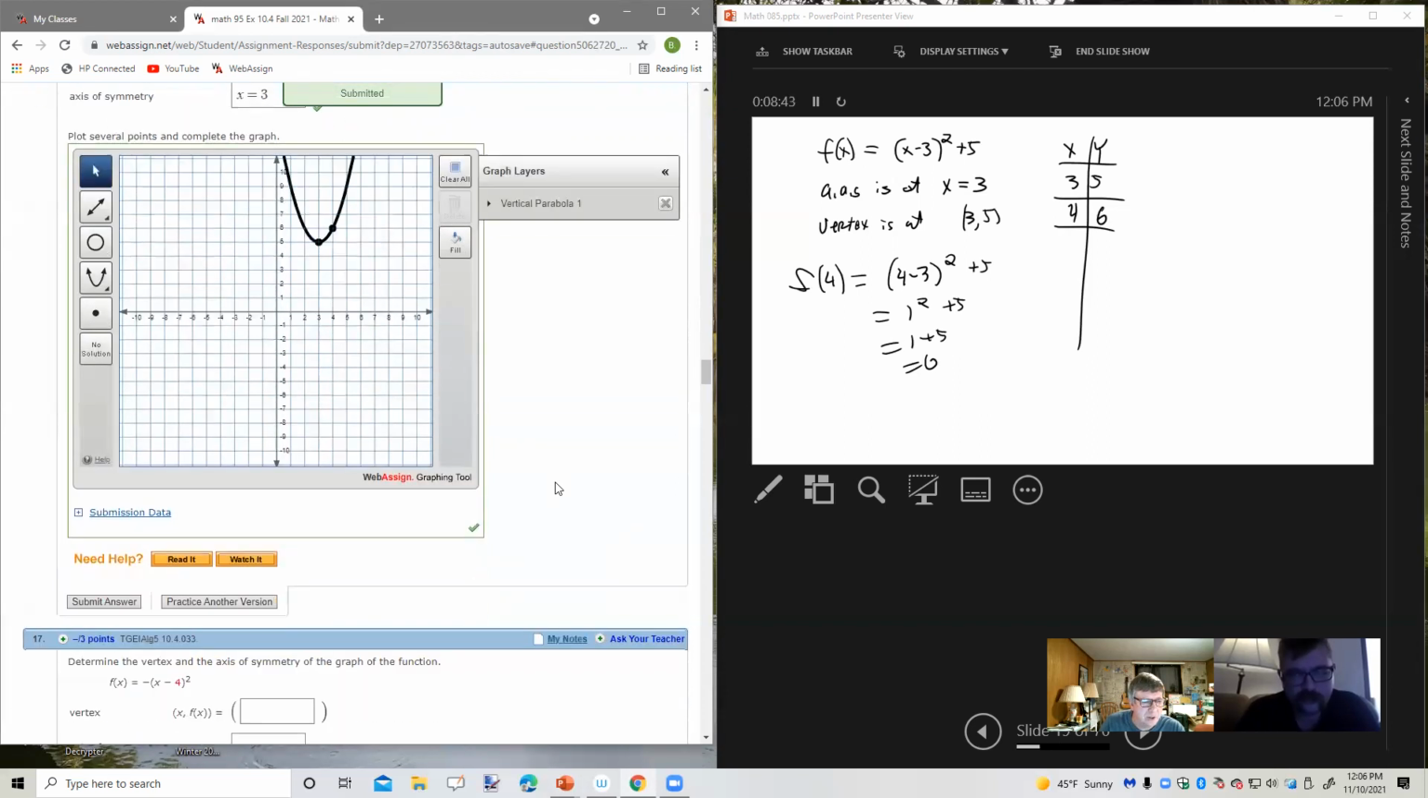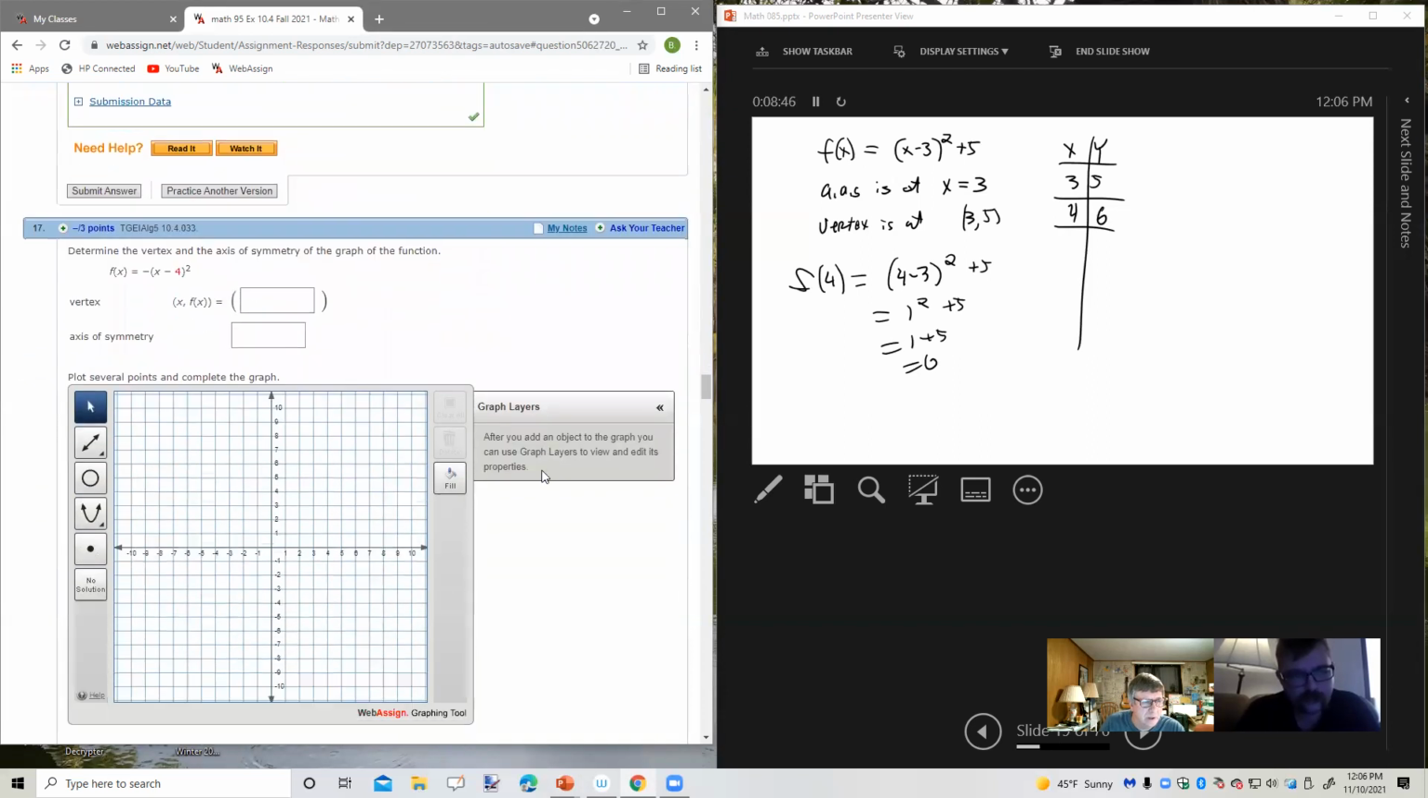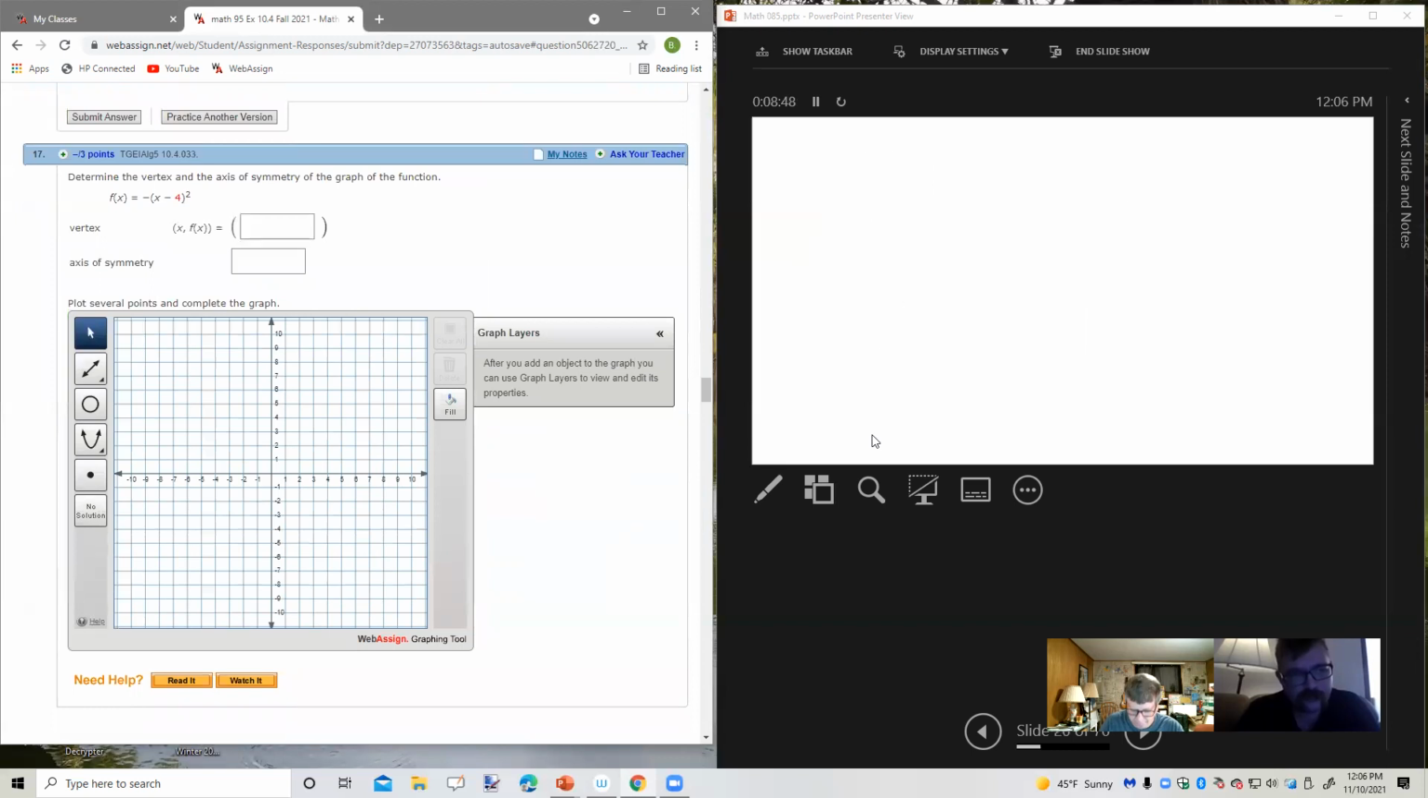Okay, let's look at another one of those. How about this one? Let's see. So we've got f of x equals negative (x minus 4) squared. So a is negative 1. So this thing opens downwards. They don't ask us that, but that'll help me if I know that ahead of time, and if I get one opening upwards, I've messed up somewhere.